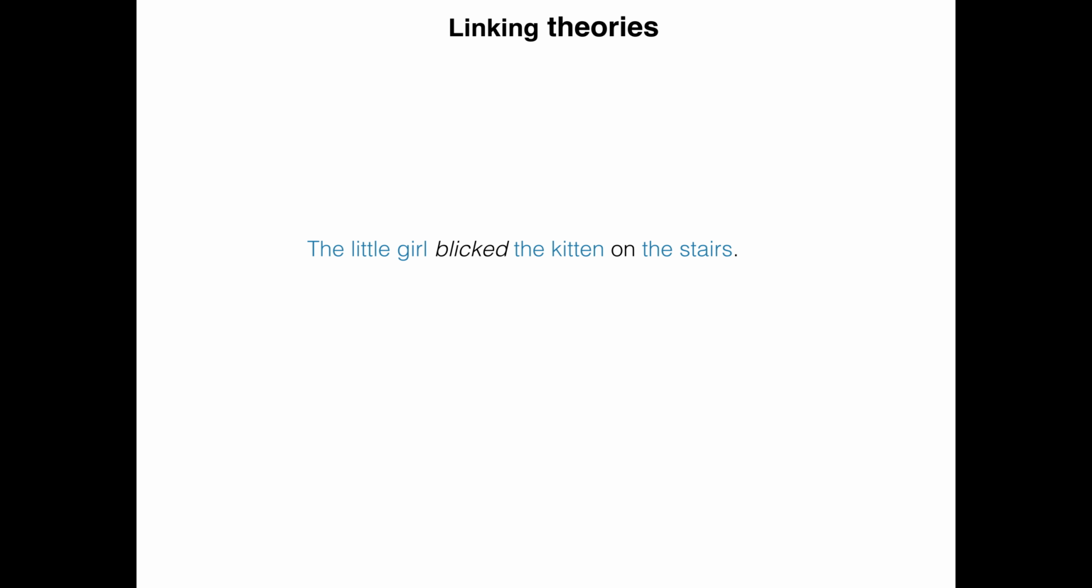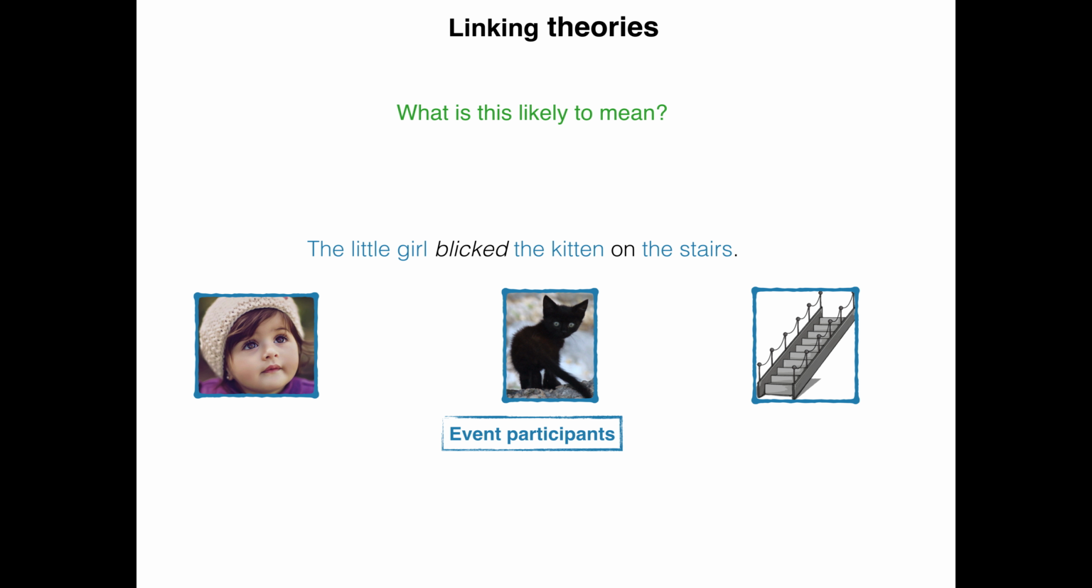So let's consider this sentence right here. The little girl blicked the kitten on the stairs. Right? And we don't really know what the word blick means, but we have some sense about what this is likely to mean. For example, we know who the event participants are. We know it involves a little girl and a kitten and some stairs, right? We know the event participants.